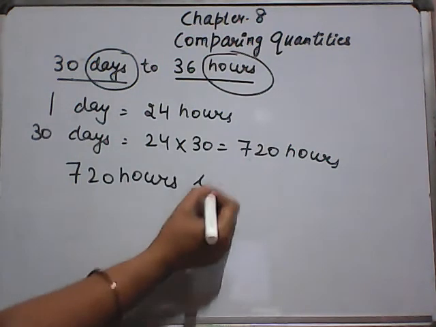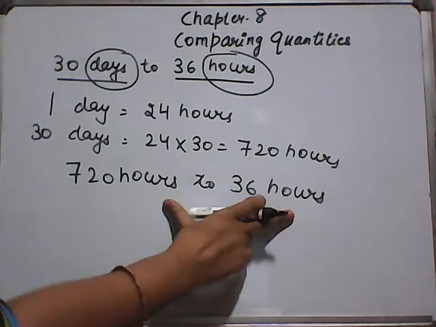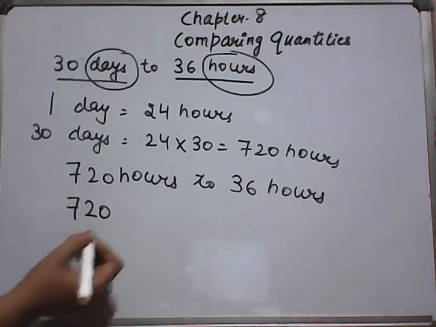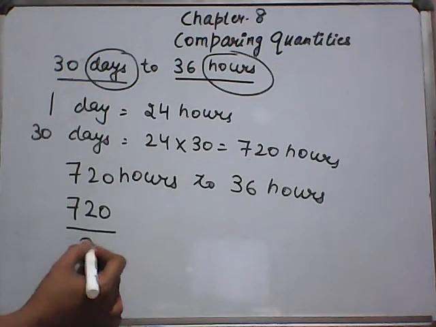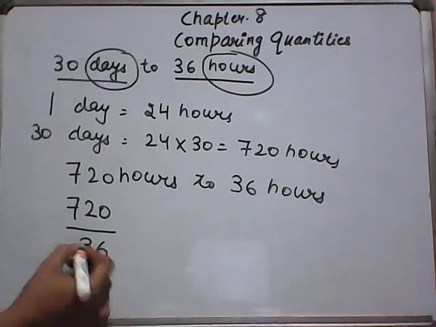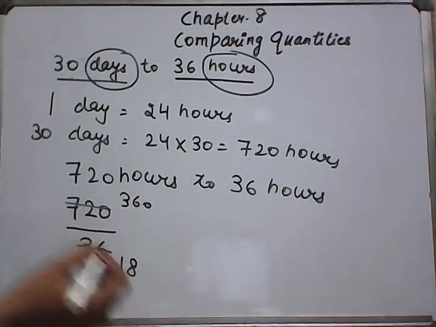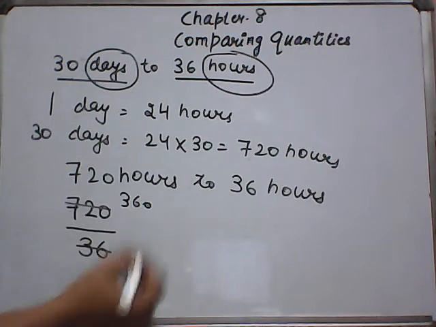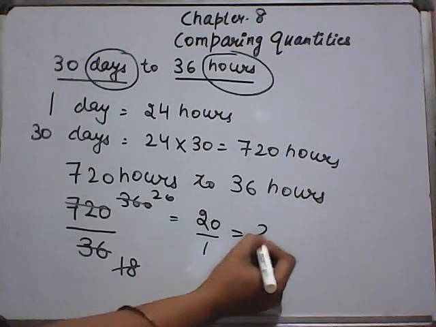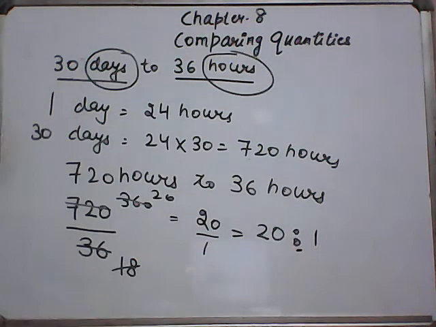Now second quantity is 36 hours. Here both quantities are of the same kind. Now we can find the ratio. Ratio can be of like fractions. 720 divided by 36. You can reduce into simplest form. It is 20 divided by 1. It can be written as 20 is to 1, 20 ratio 1. Here this is the symbol of ratio.